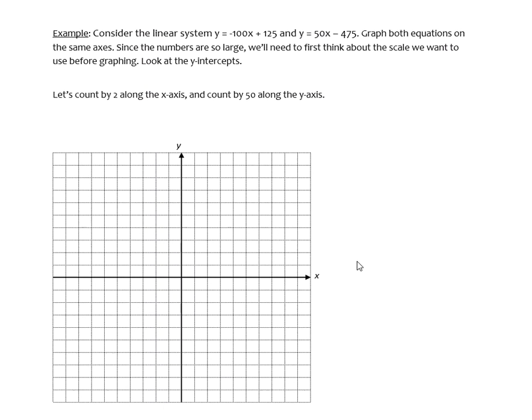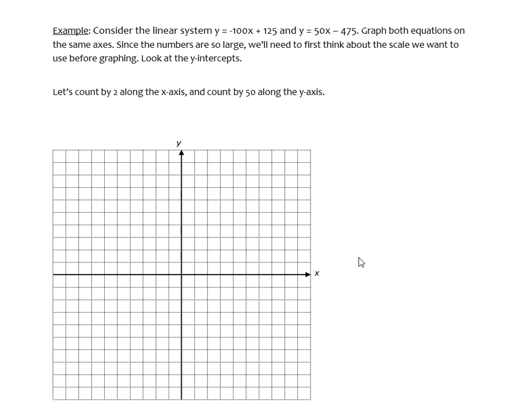Here's an example. Consider the linear system negative 100x plus 125, oh, those are big numbers, and 50x minus 475. Again, big numbers. Graph both equations on the same axes. That means we're putting them together.